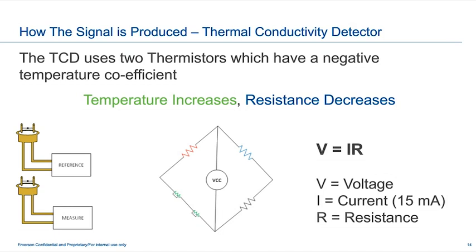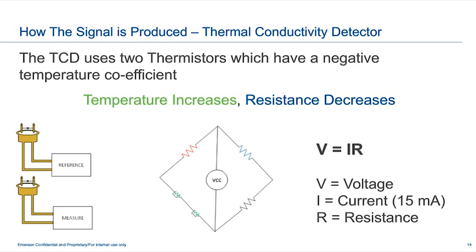So we'll go back to what we talked about. We talked about the signal. And so what do we really mean by that? We referred to the signal as the peak area. For a TCD, the signal is the result of a voltage output being produced. So the TCD consists of basically two matched pair of thermistors. If you look on the left-hand side, you'll see a reference thermistor and a measure thermistor.